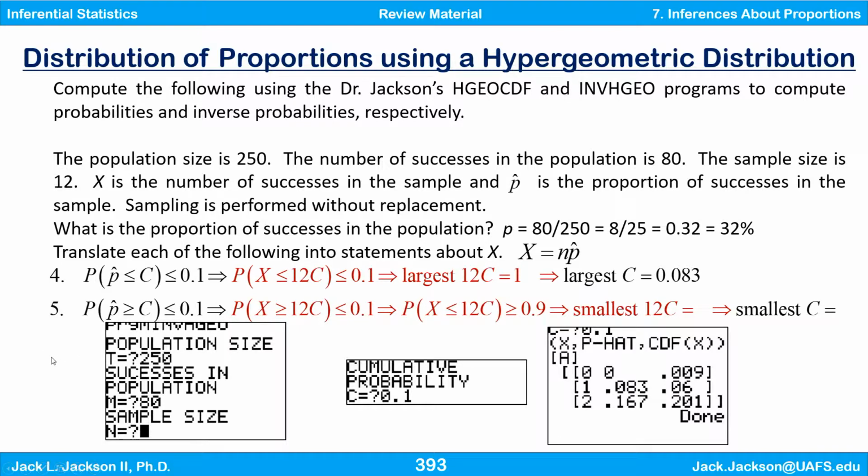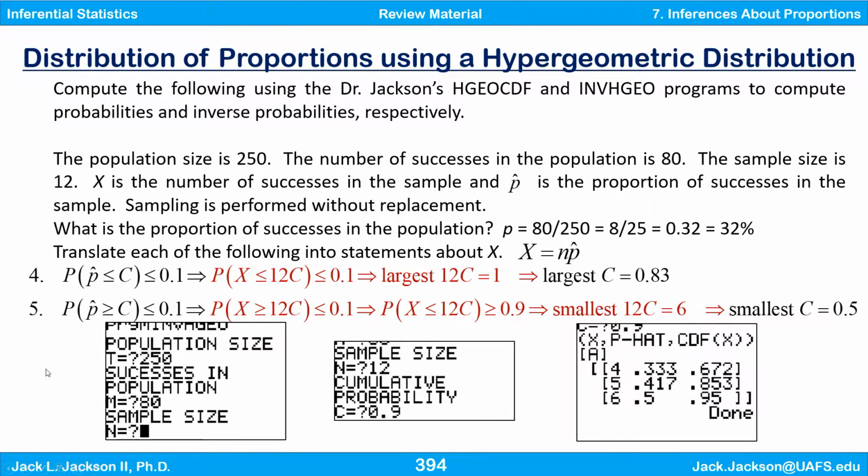Okay, going to the next one. And this one here, again, we run our program, inverse HGO. Population size is 250, 80 successes in the population. Sample size is, there it is, 12. Cumulative probability is 0.9 this time. The probability to the left, we want to be bigger than 0.9. The first time it goes over 0.9 is 6 for the x, and the corresponding proportion is 1/2.